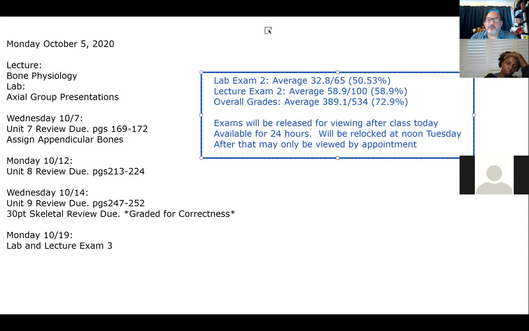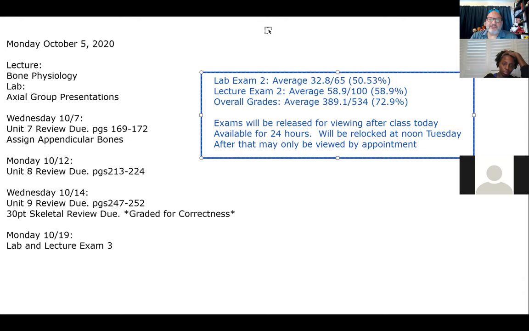The lecture exams were a little better. Again, these averages are not necessarily indicative of how the class did. Basically, what happened is we had a lot of people who did really, really well, and a lot of people who did really, really poorly. And so that is kind of why the averages are where they are.